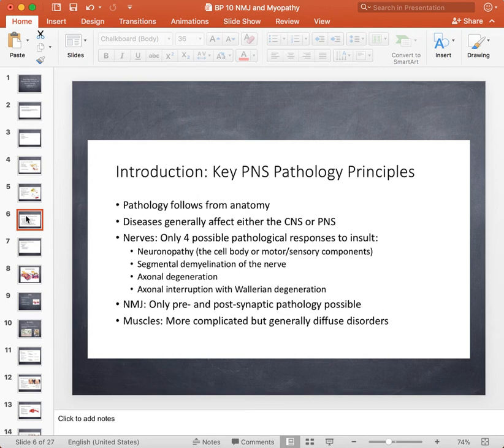Again, this will look very similar to your last lecture, so key pathology principles when we're talking about the peripheral nervous system: the pathology follows from the anatomy. Diseases generally affect either the CNS or the PNS, so you're going to see lots of peripheral nerve stuff, not really any central nervous stuff. For the nerves, there are only four possible pathological responses to an insult: neuronopathy, segmental demyelination of the nerve, axonal degeneration, or axonal interruption. We covered that before. Getting to the meat of what we want to talk about, the neuromuscular junction has only pre- and postsynaptic parts, so there's only pre- and postsynaptic pathology possible. Muscle gets complicated, but it's generally diffuse because you have muscles all over your body.